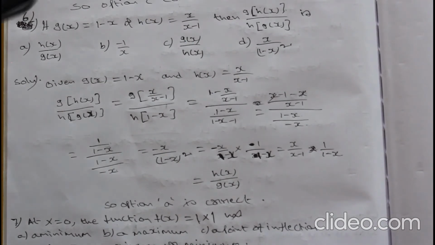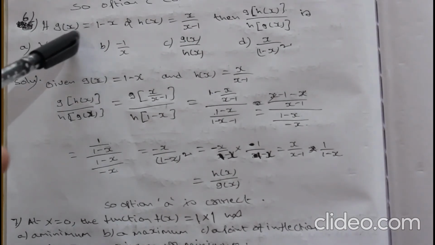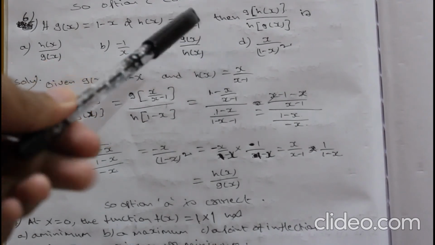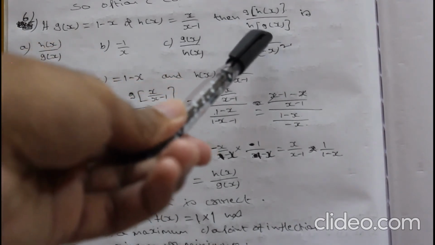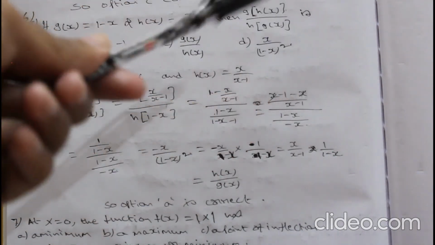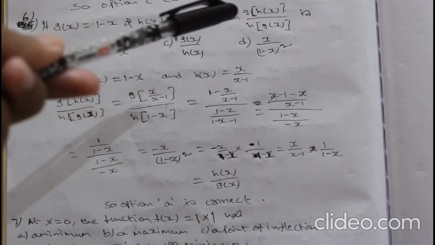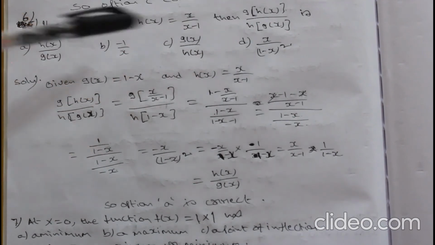Now look at question number 6. If g of x is equal to 1 minus x and h of x is equal to x by x minus 1, then g of h of x by h of g of x is given. Okay, this is also a previously asked GATE exam question. It is very easy to solve.